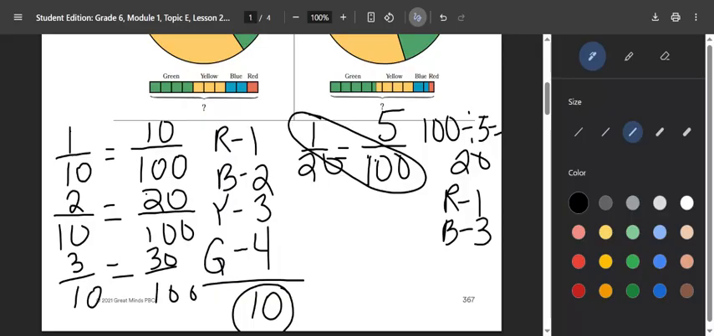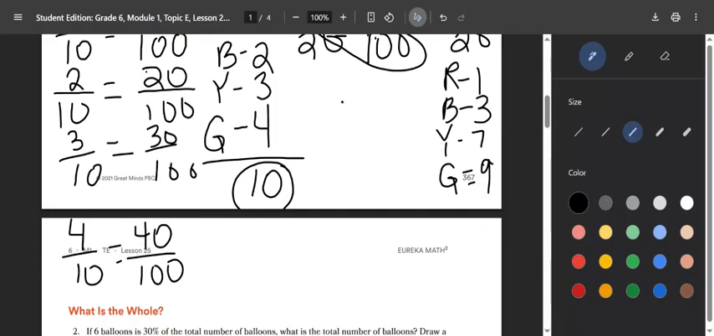And then if you count the number of yellow that she has, that's going to be 1, 2, 3 and a half, which is 2, 4, 6 plus 1, 7. So 7 yellow balloons. And then for the green, she would have 1, 2, 3, 4 and a half, which is 2, 4, 6, 8 plus a half, 9. And then when you add all of those up, you would get 20.